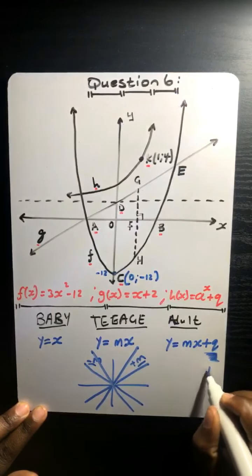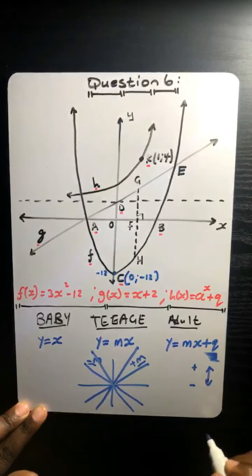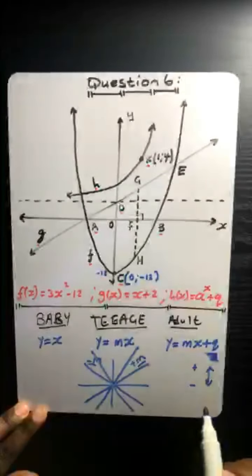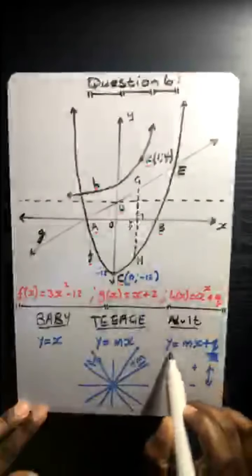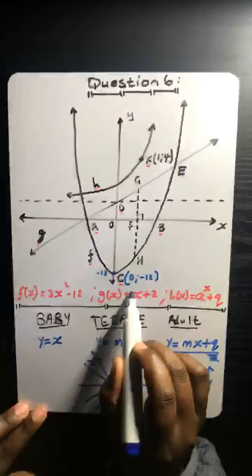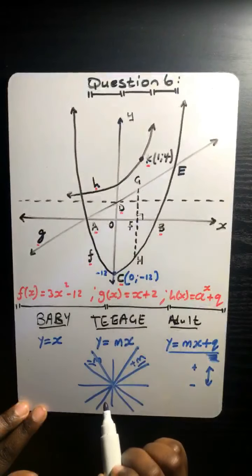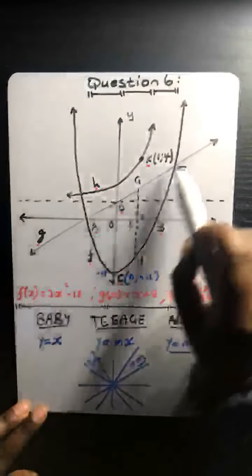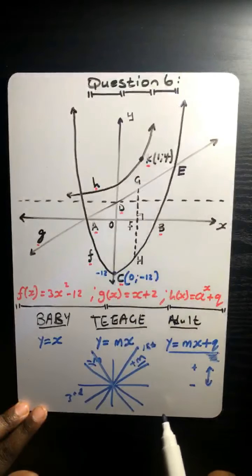But now the q value influences the vertical shift. What is the vertical shift? It is the up and down movement. So in this case, what does it mean? Can you see this function g is at an adult stage. What is m? m is a positive 1. That is why our function goes in that direction, through the first and third quadrants.